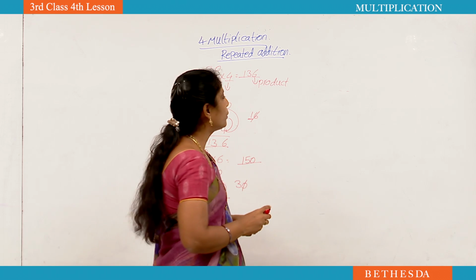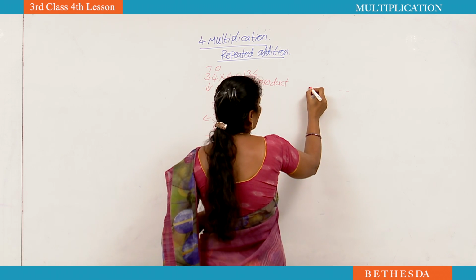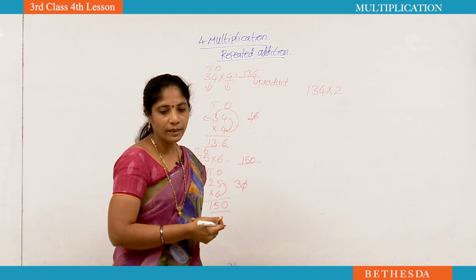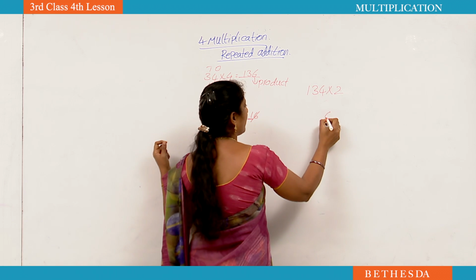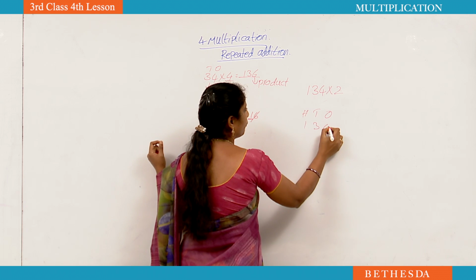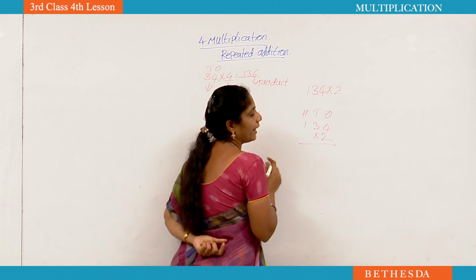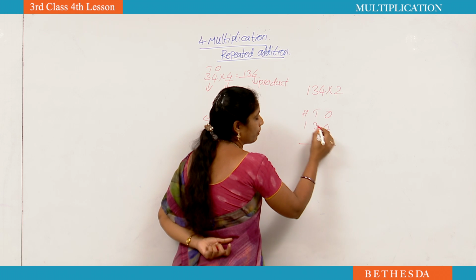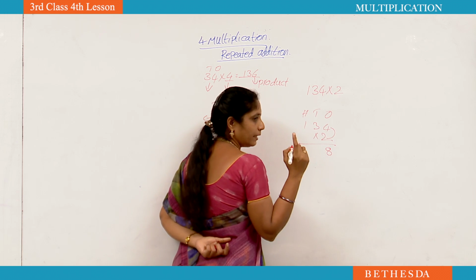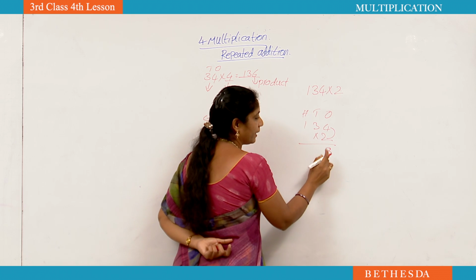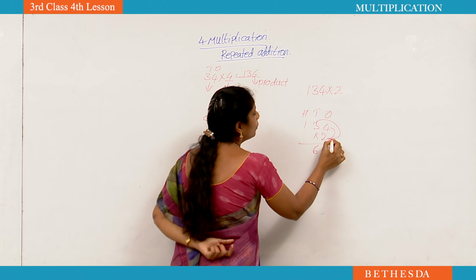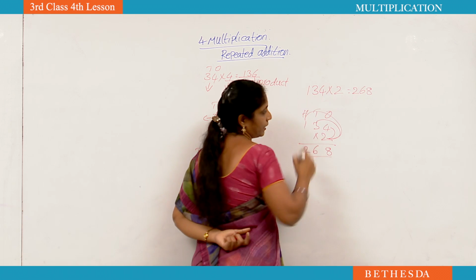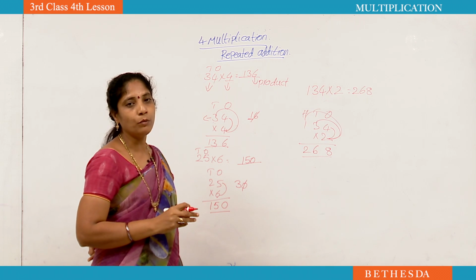Now I am going to teach you 3 digit multiplication. 134 into 2. Now we have to arrange those numbers in column method. Here which table do we need? The 2 table. With 2 we have to multiply the given numbers. First we have to start from ones place. 2 fours are 8. In 8 we are having only one digit, that's why you have to write directly. 2 threes are 6. 2 ones are 2. Now what is the product? 268.